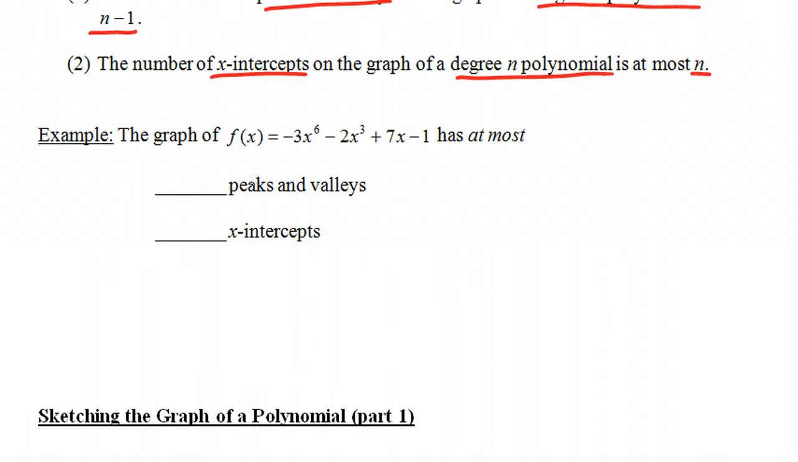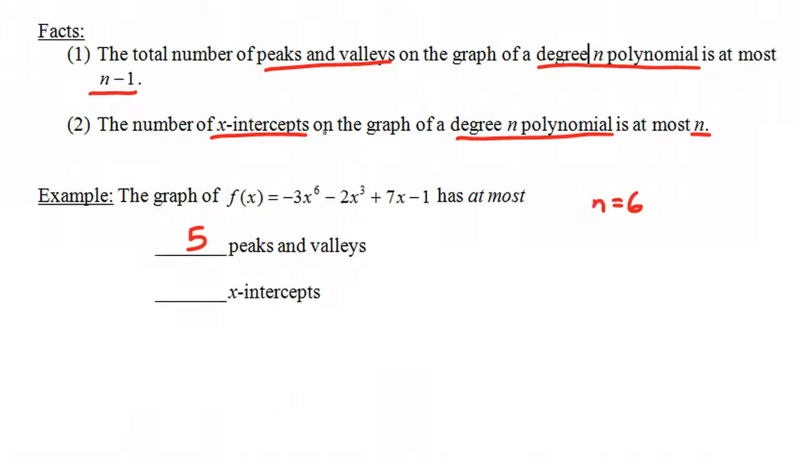The graph of f of x equals negative 3x to the 6 minus 2x cubed plus 7x minus 1 has at most blank peaks and valleys and blank x-intercepts. Well, I don't even know what the graph of this looks like. I'd have to probably draw it or graph it on a graphing calculator. But one thing I do know is that it has at most 5 peaks and valleys. Why is that? Well, the degree n is 6. Okay, it's a 6th degree polynomial.